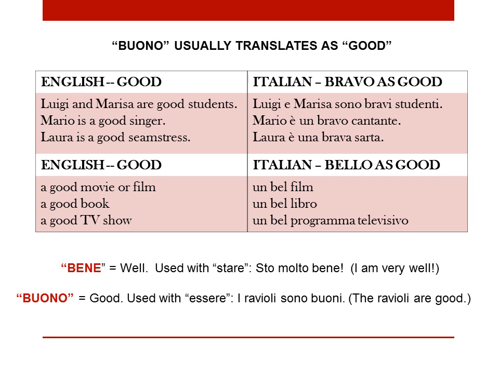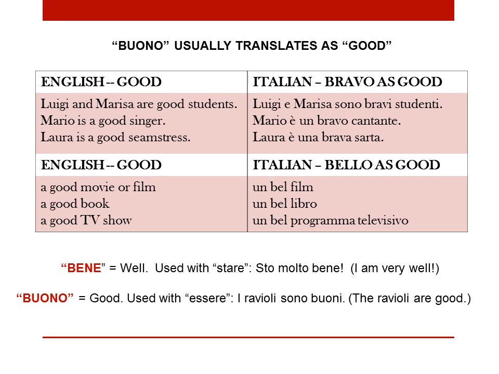Luigi e Marisa sono bravi studenti. Mario è un bravo cantante. Laura è una brava sarta. When describing books, movies, or TV shows as good, Italians will often use bello: un bel film, un bel libro, un bel programma televisivo. Do not get confused between buono and bene.